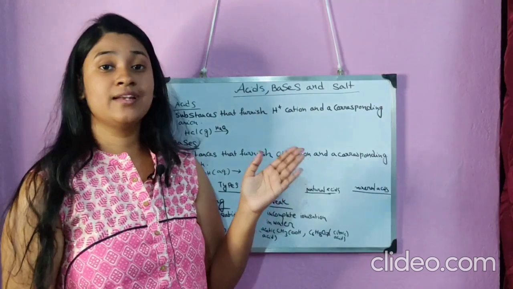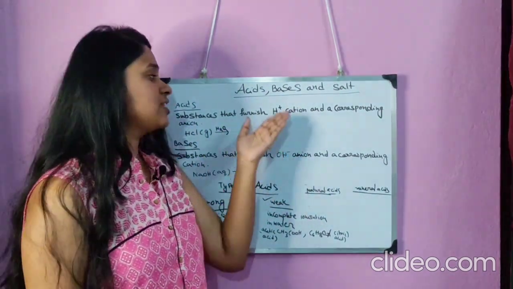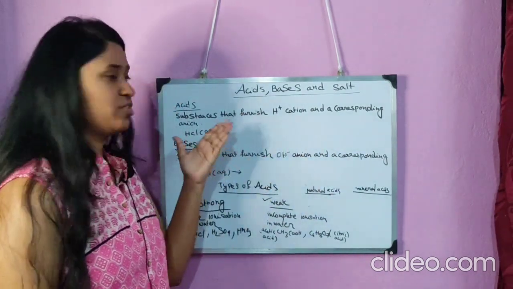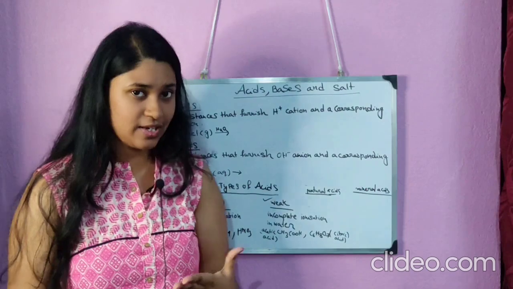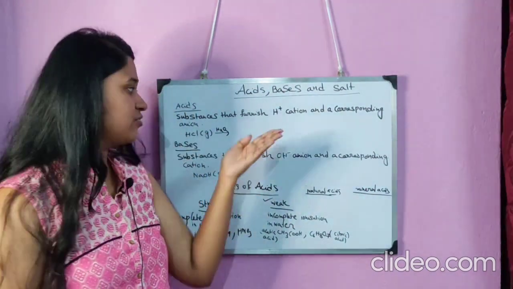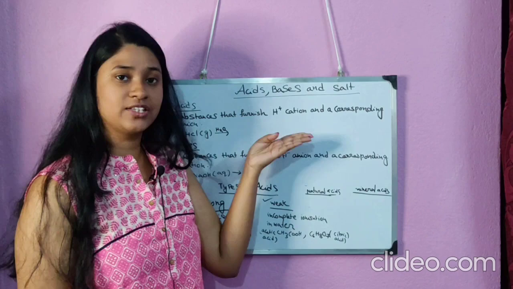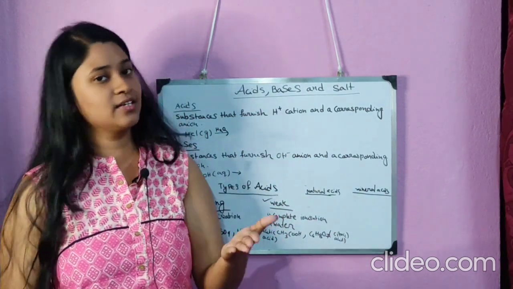First of all, we need to know what is an acid, what is a base and what is salt. So what is an acid? Acid is a substance that furnishes H plus cation and a corresponding anion. It means if we dissolve an acid in water, it will give us H plus cation, and this H plus cation is actually responsible for the acidic nature.